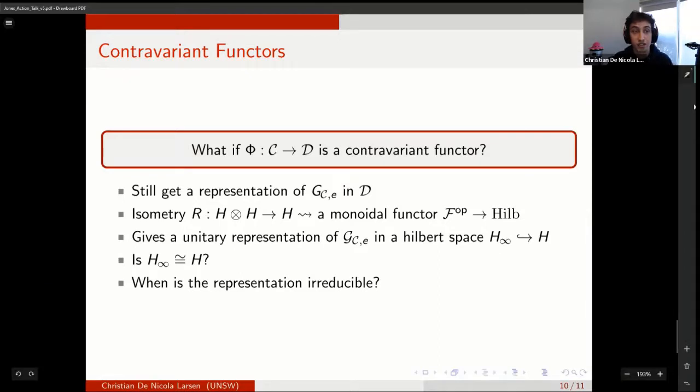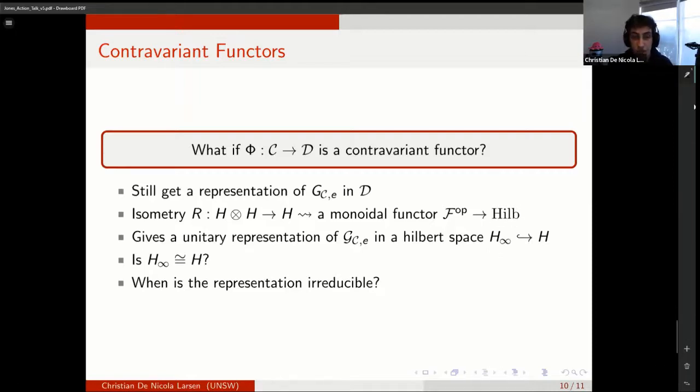And finally, I'd like to talk about what happens when you have a contravariant functor, and this is currently what I'm thinking about. So what if our functor is actually contravariant? It turns out that you still get a representation of your group of fractions in the category D. And what I'm doing right now is starting with an isometry coming from a Hilbert space tensored with itself to the Hilbert space itself. And this is going to give a monoidal functor from the opposite category of the category of binary forests to the category of Hilbert spaces.